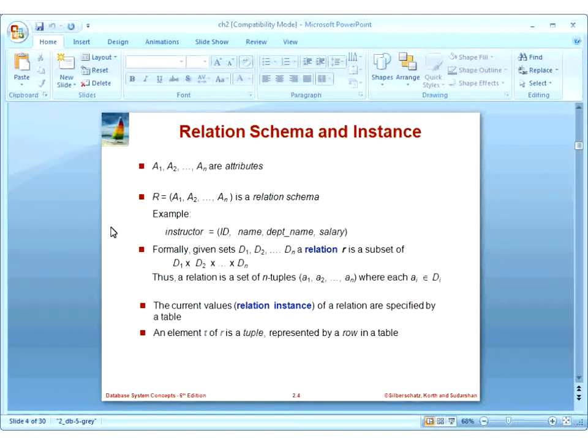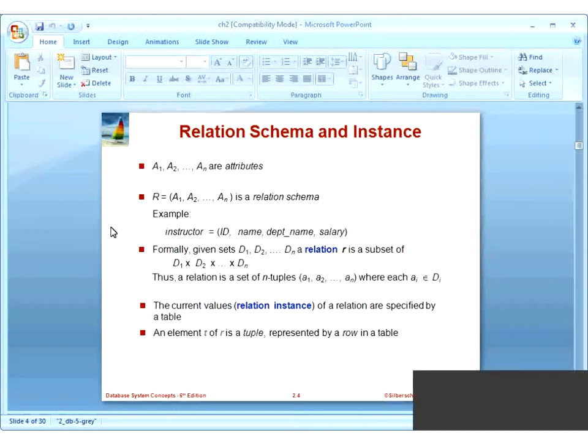Then we talked about relation schema and instance. If we say the schema of our relations, then it means we are talking about the design of that relation. For example, let's say A sub 1, A sub 2 up to A sub n are attributes, then R equal to A sub 1 up to A sub n is a relation schema. For example, instructor equal to ID, name, department name, salary is a relation schema.